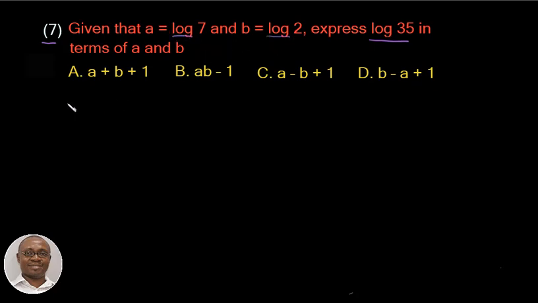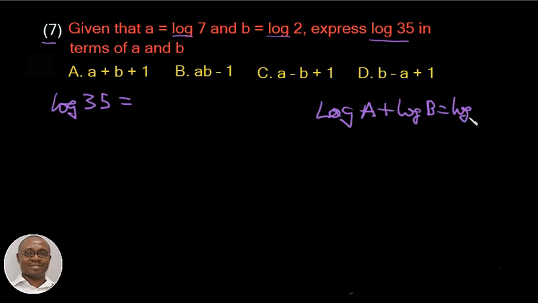Okay, so let us quickly simplify logarithm 35, and this brings us to the first law of logarithm, which states that logarithm A plus logarithm B is equal to the logarithm of the product of A and B. So by looking at logarithm 35, if we apply that law, it means that logarithm 35 has two factors, and we can identify them as 7 and 5.